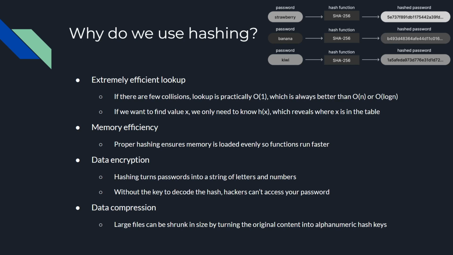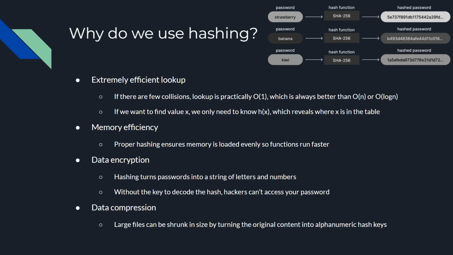Next is memory efficiency. If the hashing function is created well so that there's very few collisions, this evenly distributes memory so functions run faster and everyone's happy, because that means that things run more smoothly and there aren't any inefficiencies or bottlenecks.